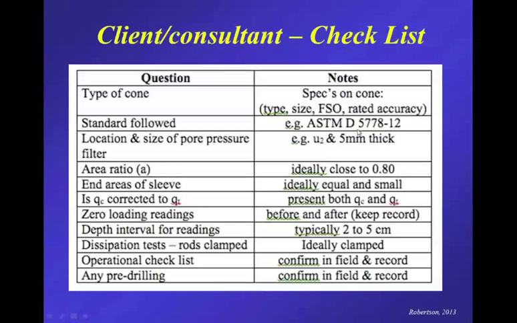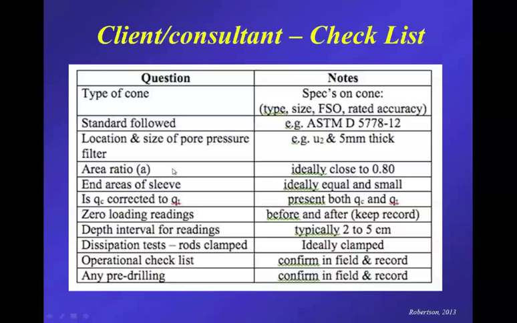So the type of checklist that you want to give the contractor: the questions you want to ask them are what type of cone are they using, what type, subtraction, separate load cells, the manufacturer, the size, the full-scale output, in other words, the capacity, and the rated accuracy. What did the manufacturer rate the accuracy of the cone, what standard you would like them to follow, the location and size of the pore pressure, if they're measuring pore pressures, is it in the U2 and how thick is it? On average, they're typically around 5 millimeters, but actually get them to document the thickness, get them to document what the area ratio is and how they determined it.